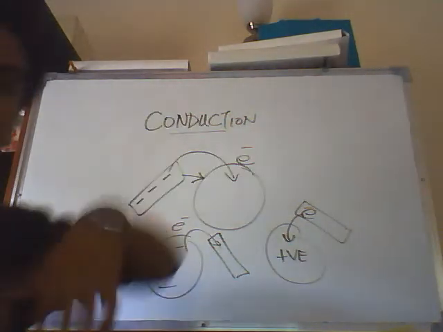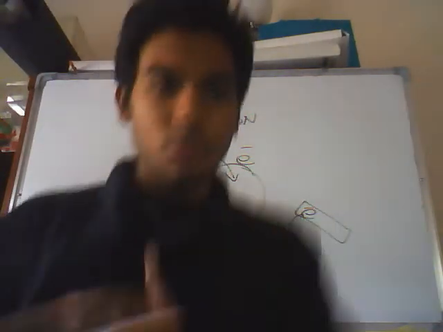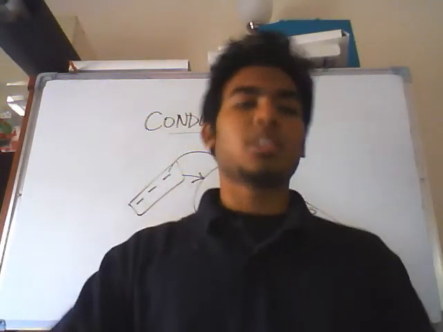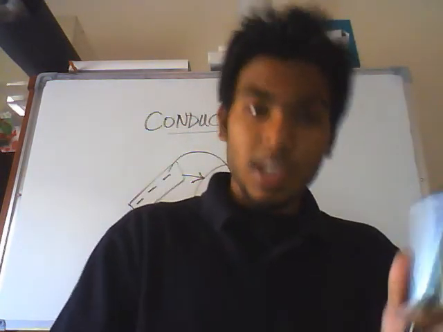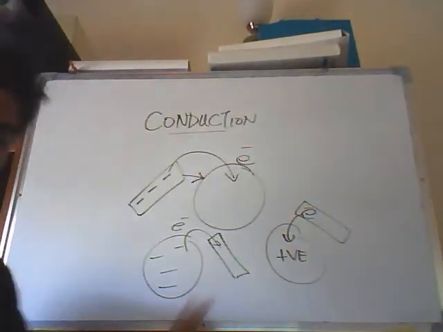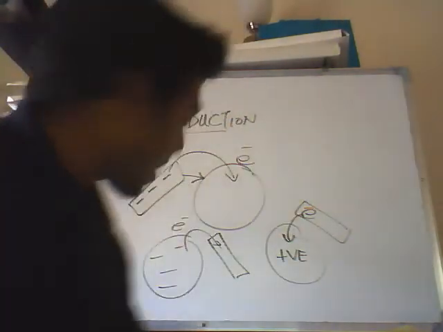Can you see that electrons are the things that move? Protons don't care. Protons are just going to sit there. Electrons always run. They're the runners. So now we know how we can charge by friction and by conduction.